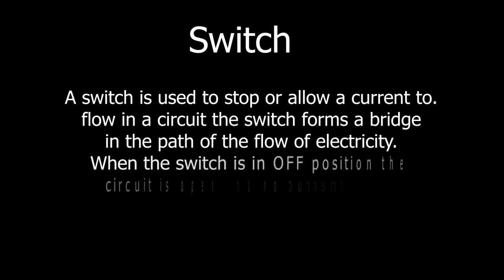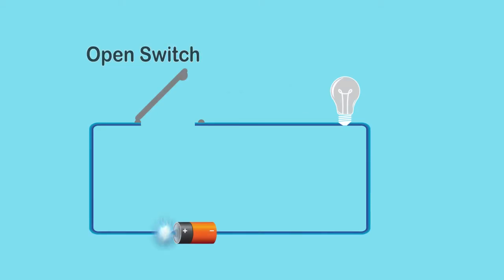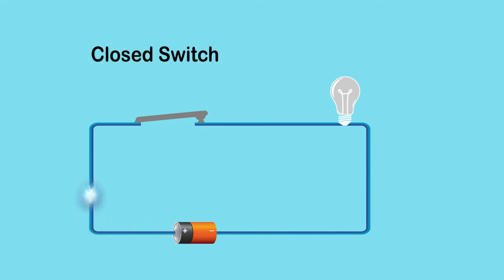A switch is used to stop or allow a current to flow in a circuit. The switch forms a bridge in the path of the flow of electricity. When the switch is in the off position, the circuit is open and no current flows. When the switch is in the on position, the circuit is closed and the current flows.